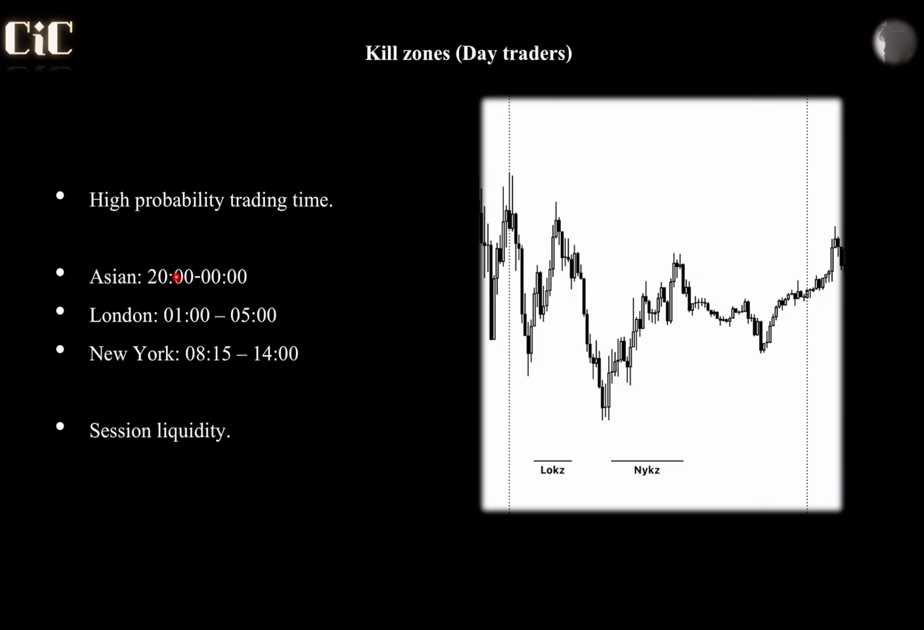Right? That's the time which matters to the algorithm. So Asian, 8 p.m. to midnight. London, you have 1 a.m. to 5 a.m. New York, 8:15 to 2 o'clock. Now there are some adjustments which can be made to these times, but this is the rough estimate.